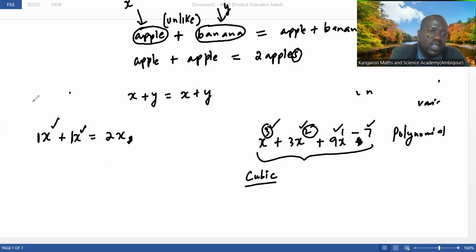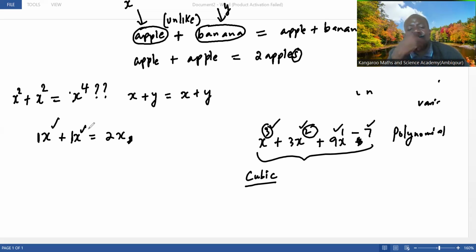That's why, look at this. If we have x squared plus x squared, can you say this is the same as x to the power 4? The answer is no. Why? There is no law for exponents that is to do with addition. And x squared and x squared, these are like terms. So there is a 1 here and there is a 1 here. So it's like having apple with apple. So this will just be 2x squared.